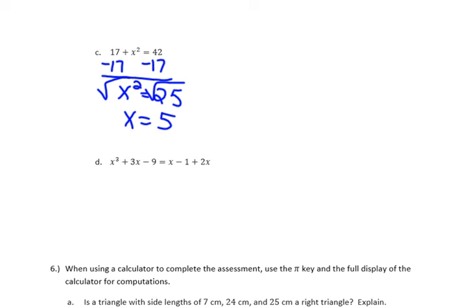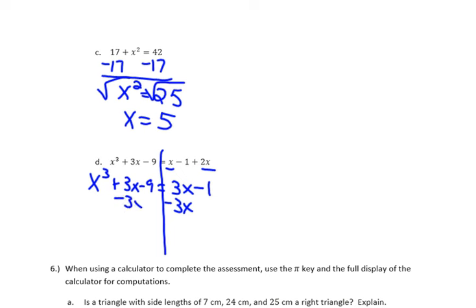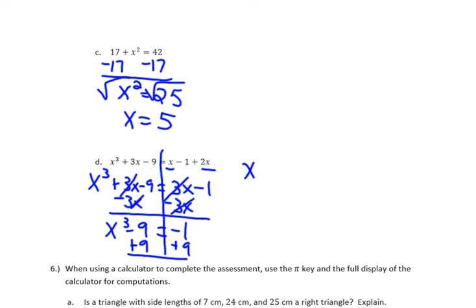Right, letter D, a little bit more involved. I don't have any parentheses, but I do have like terms, so I'm going to put those together. So x cubed plus 3x minus 9. x plus 2x is 3x. Now I have to get my variables all on one side, so I'm going to subtract the 3x. And the 3x's are going to cancel, so we're left with x cubed minus 9 equals negative 1. Cancel your subtracting. I'm going to finish over here because I wrote too big. So x cubed equals 8. To get rid of the cubed, you have to do the cube root. So x is 2, because 2 times 2 times 2 is 8.